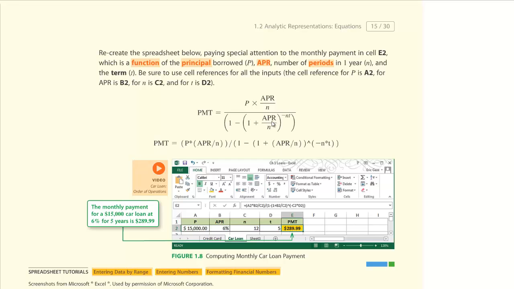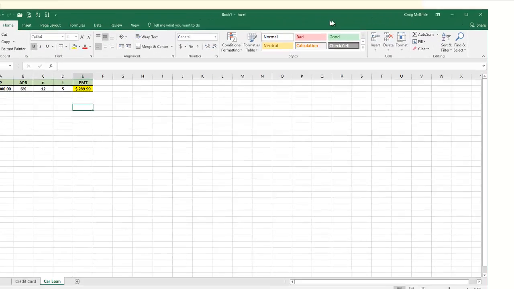Then there are parentheses around the 1 plus piece, and that little caret means raise it to a power, and then parentheses to tell it what that power is going to be, and it's going to be negative NT, so negative C2 times D2. Close that parenthesis. This parenthesis here is closing off this one there so that we get the whole thing. So this is divided by that whole thing, and it defines our formula properly. As you can see, I get the same thing when I do it here.